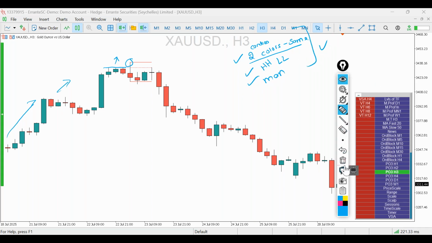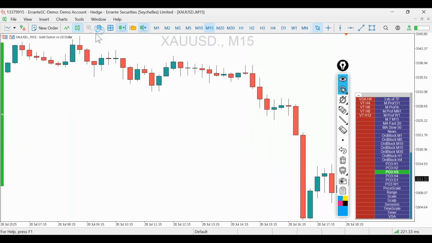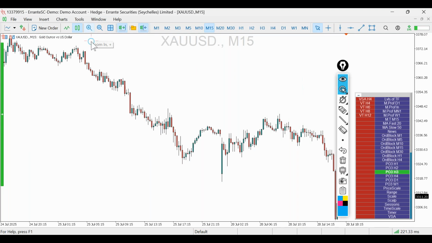Now let's come to the smaller time frame. Because remember guys, if you stay on the same time frame and try to catch that movement, trust me, it won't be easy. I know people who are doing this, but I can't do the same thing. What I like to do, if I am on H3, is go down to M15. When I'm on M15, I'll find the same pattern.